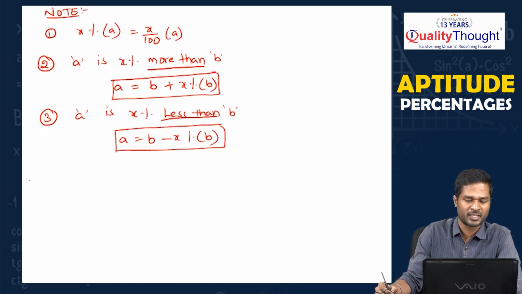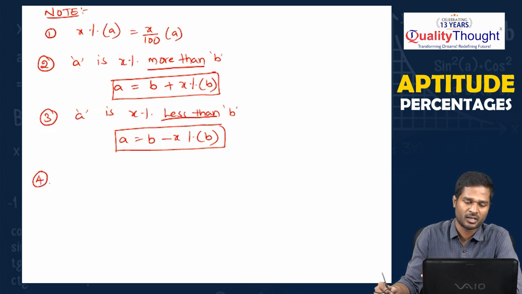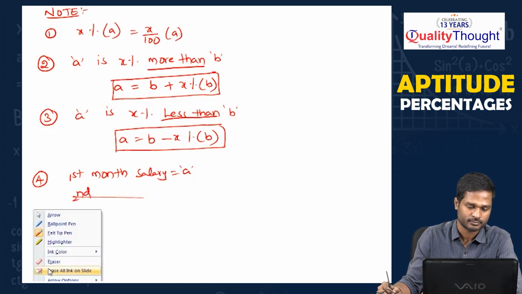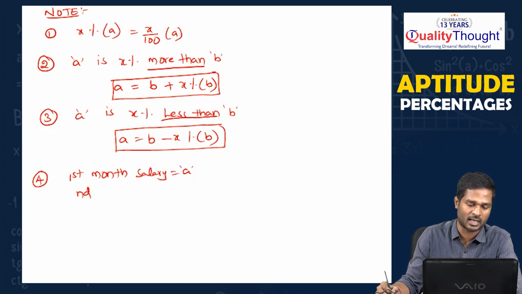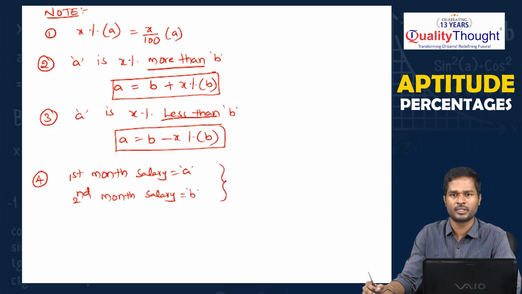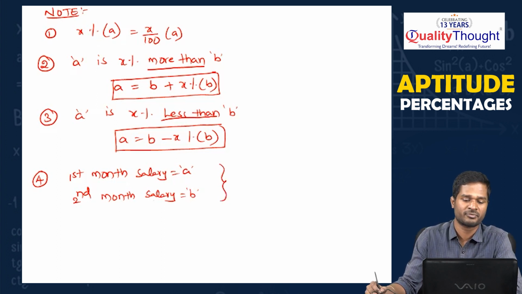Okay. And there are other values we need to know. For example, if a person is getting a salary in the first month, for example, sum a, and in the second month, assume his salary is changed. Let us take the second month salary as sum b. Okay. Now, if the question asks what is the percentage change from the first month to the second month.